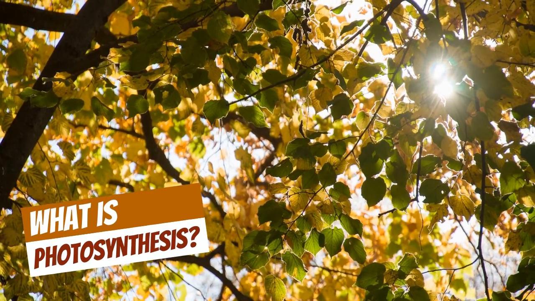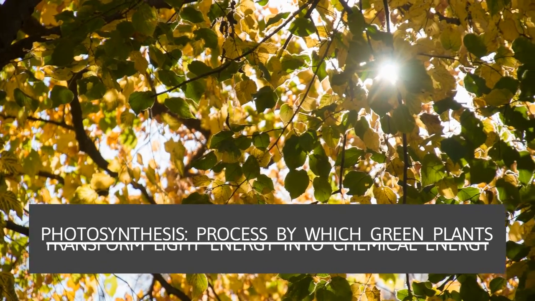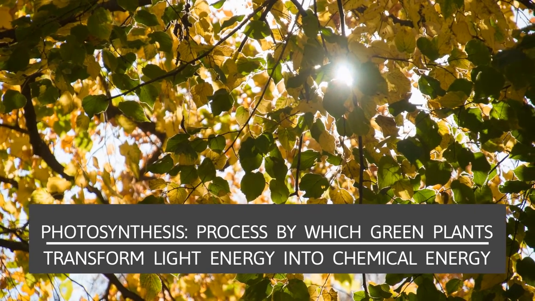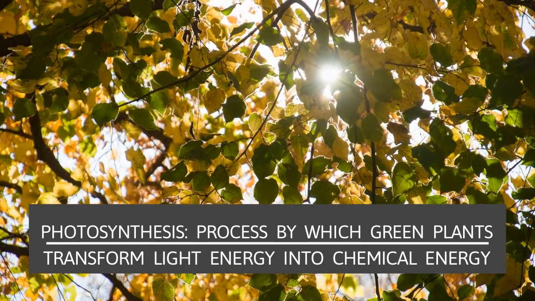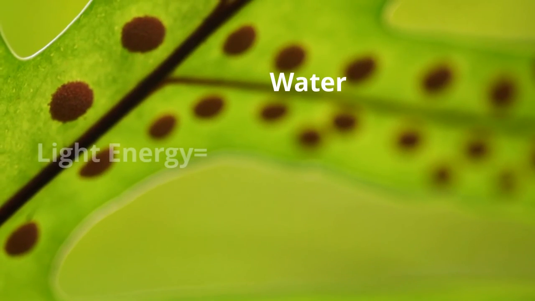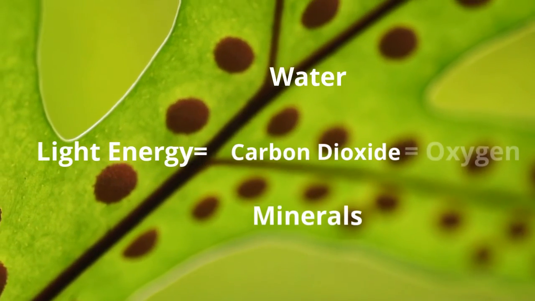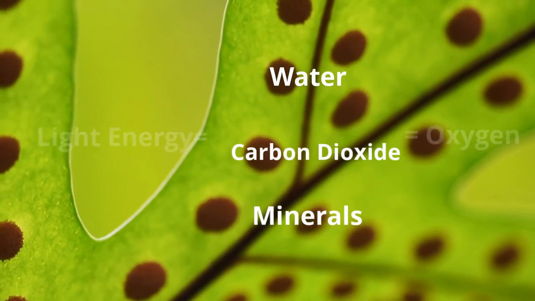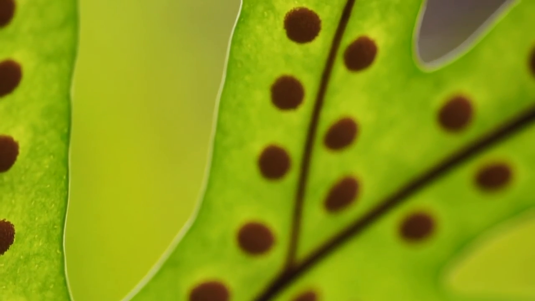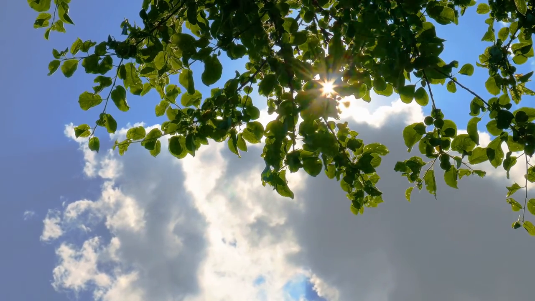What is photosynthesis? Photosynthesis is the process by which green plants and certain other organisms transform light energy into chemical energy. During photosynthesis, in green plants, light energy is captured and used to convert water, carbon dioxide, and minerals into oxygen and energy-rich organic compounds. In simpler terms, photosynthesis is how plants and certain organisms make their food as well as produce clean oxygen.